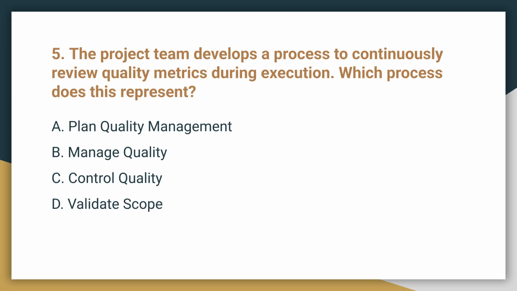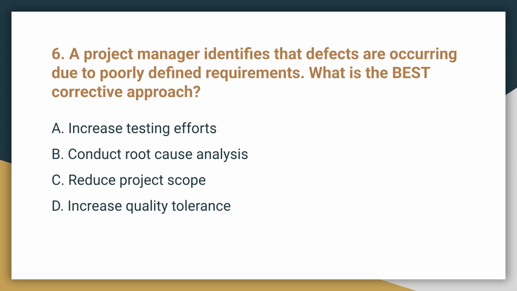Question 5. The project team develops a process to continuously review quality metrics during execution. Which process does this represent? The correct answer is B. Manage quality. This process focuses on ensuring that the processes used are capable of producing high-quality deliverables.